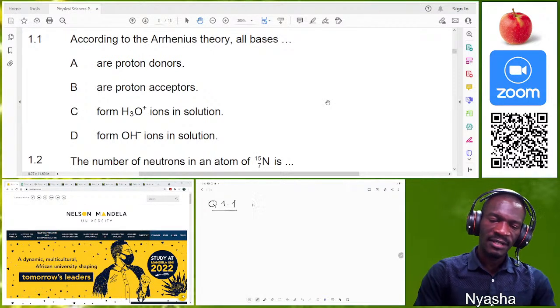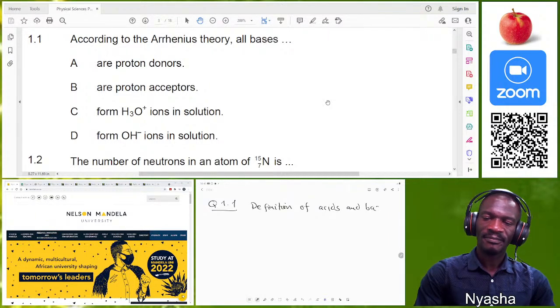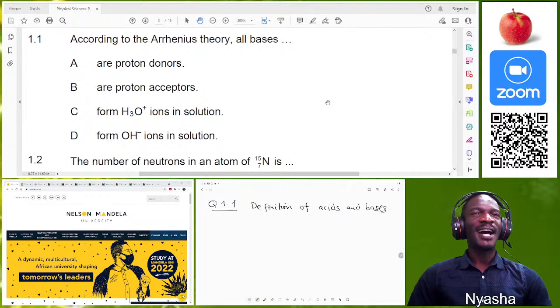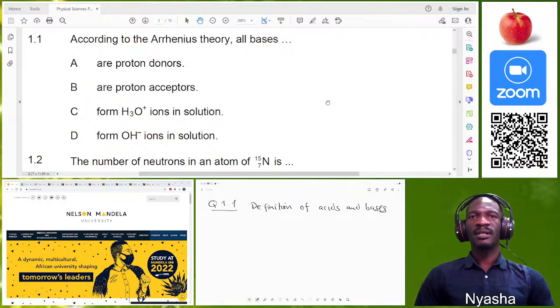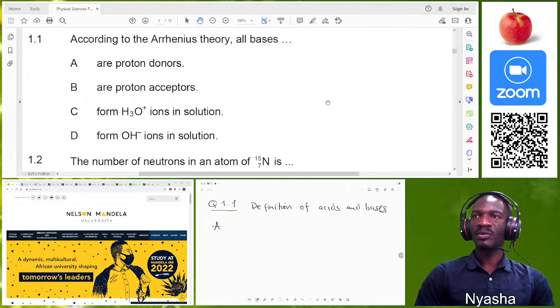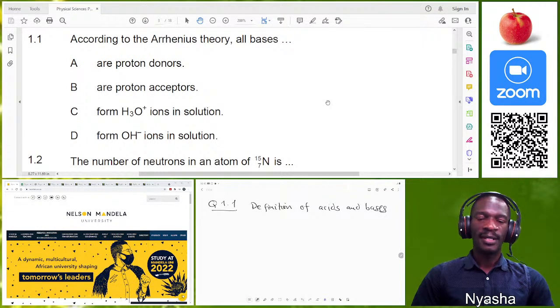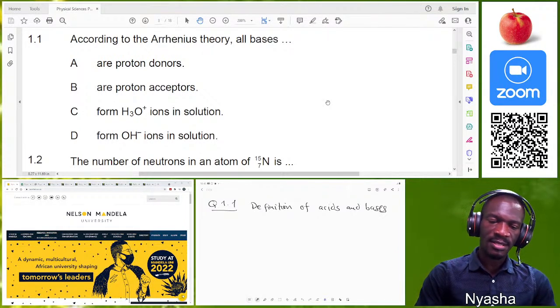So this is your definition. In this case, this is a definition of acids and bases. Your definition of acids and bases depends on who you're quoting. Acids and bases were defined by Arrhenius. So we've got an equation that Arrhenius bases the definition of acids on, which is the dissociation of water. So the dissociation of water will be defined by an equation such as this.